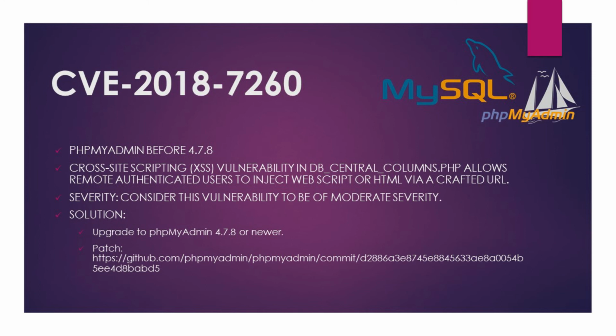And the final vulnerability refers to a cross-site scripting vulnerability in the dbcentralcolumns.php file in phpMyAdmin before 4.7.8, which allows remote authenticated users to inject web script or HTML via a crafted URL. Severity of this vulnerability is considered moderate. The solution for this vulnerability is to upgrade phpMyAdmin to version 4.7.8 or newer, or apply the patch for older versions.